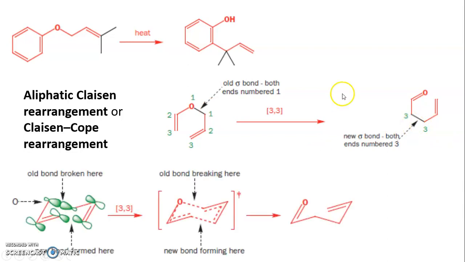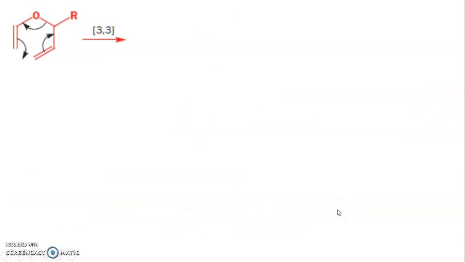Let's understand the mechanism. Here the old bond is broken, and this is the transition state showing the new bond, 3 plus 3, so 6, that is the chair-shaped transition state, to give you the product. Now in this, it's a substituted aryl vinyl ether. I hope you could have written the answer, the product.